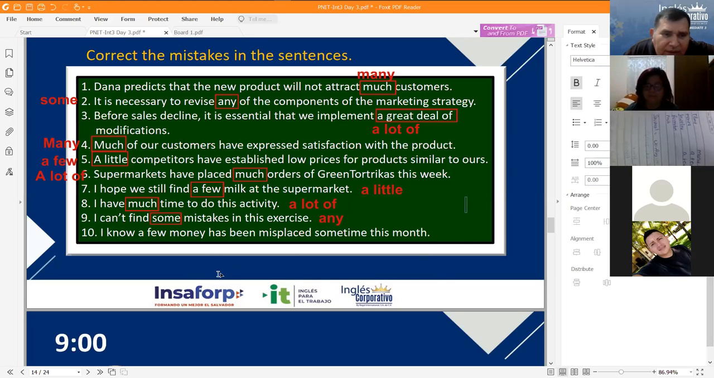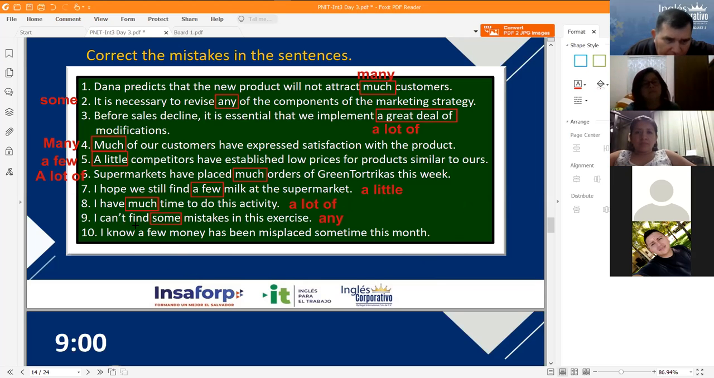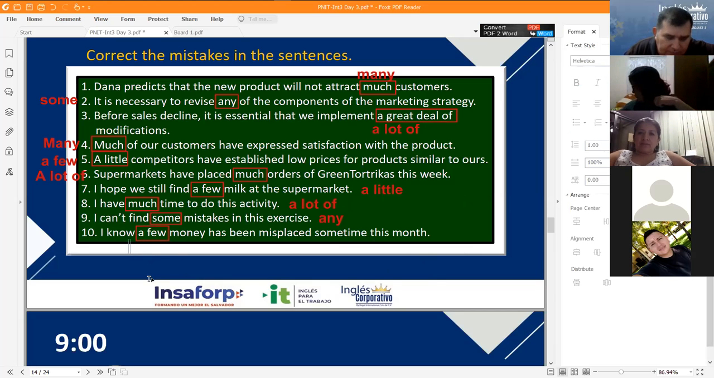I know a few money has been misplaced sometime this month. What do we say? A little money, right? A little. I know a little money has been misplaced sometime this month.